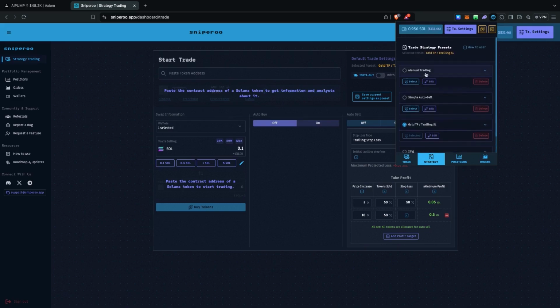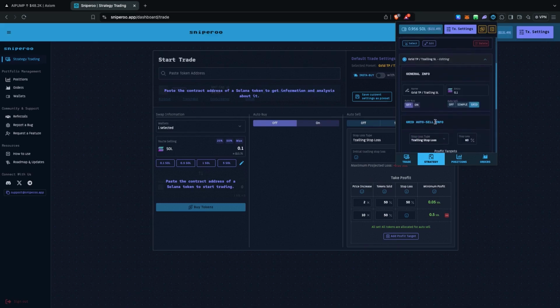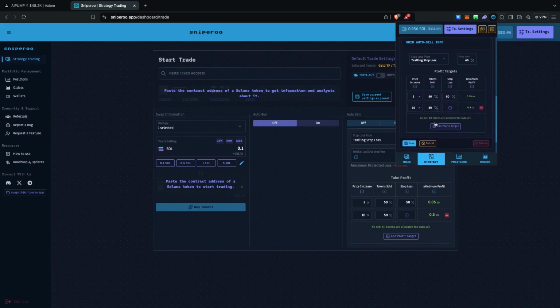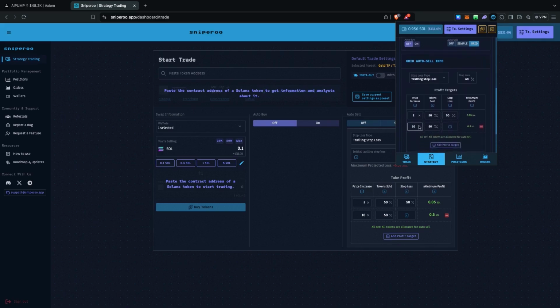So number one, there's manual trading, there's a simple auto sell. Neglect these two types of trailing stops. Go to the grid, take profit, and the trailing stop loss. These are my settings right over here. I've got a trailing stop loss of about 60%. Then I've got a 2x 50% take profit, and a 10x 50% take profit.